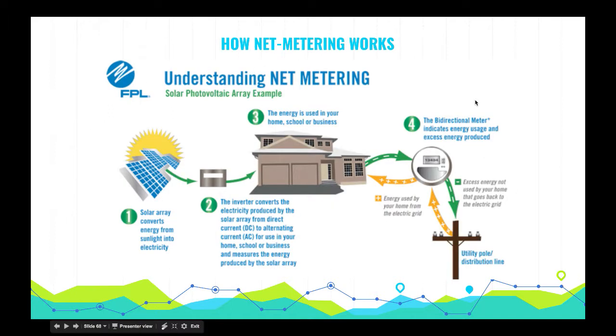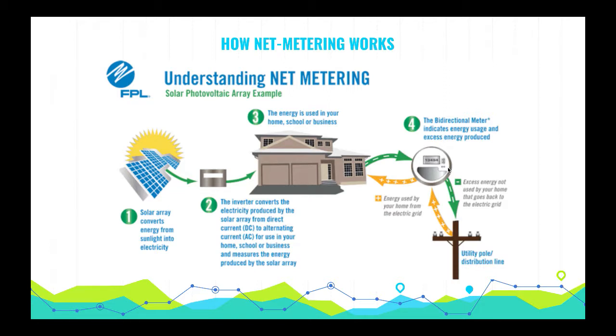Here's a diagram that walks through how net metering works. So essentially, as we learned in our previous section, sunlight shines on the solar panels. The solar panels then convert the light into electricity. This goes in as DC power into our inverter. The inverter then converts this energy from DC to AC power. The energy is either used in our home, our school, or our business. And then any excess electricity that we have is then put into the grid by way of a bidirectional meter.